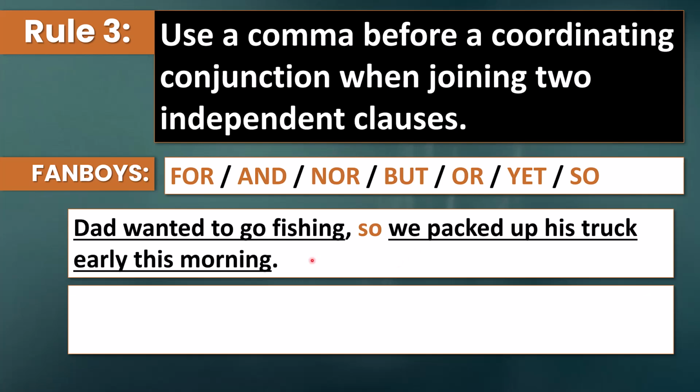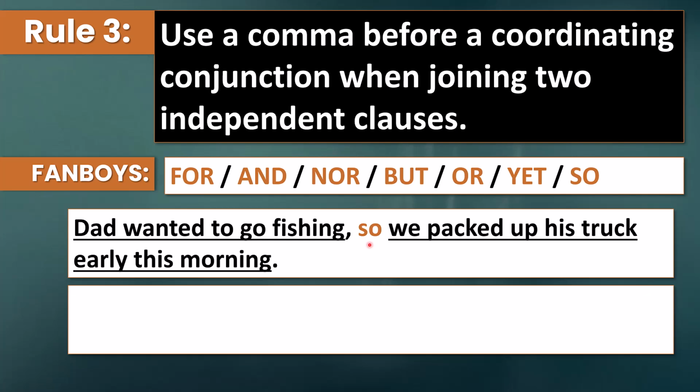Here we have two independent clauses. Dad wanted to go fishing and we packed up his truck early this morning. Because both of these independent clauses can stand alone as sentences, we must add a comma before the coordinating conjunction, because a coordinating conjunction is not strong enough alone to join two independent clauses.